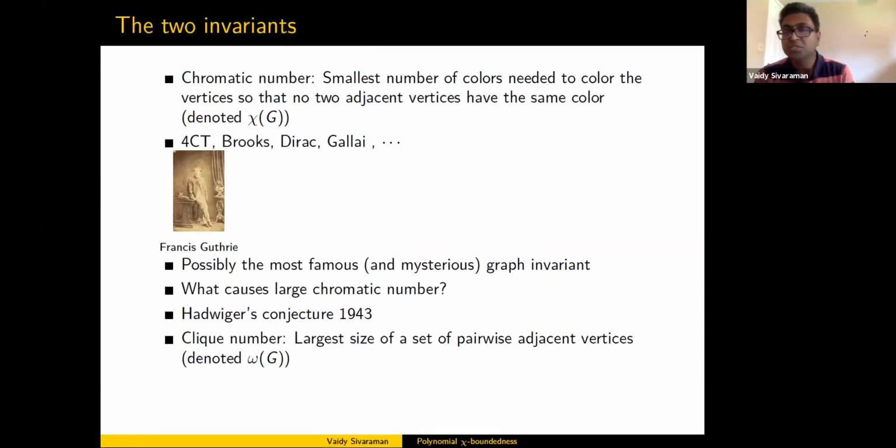What is a clique? A clique in a graph is just a set of vertices where, between any two, there is an edge. So it's a subgraph that is complete. The word comes from a social connotation: a clique is a group of people who have similar interests. The largest size of such a set is called the clique number, and it's denoted omega.